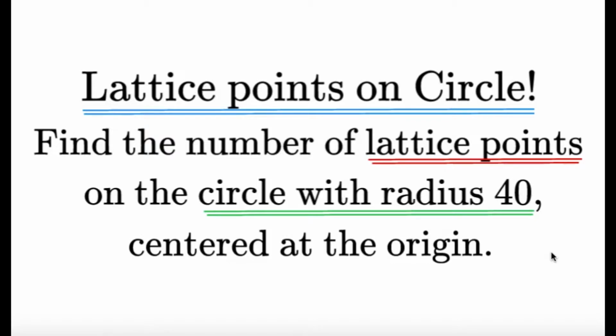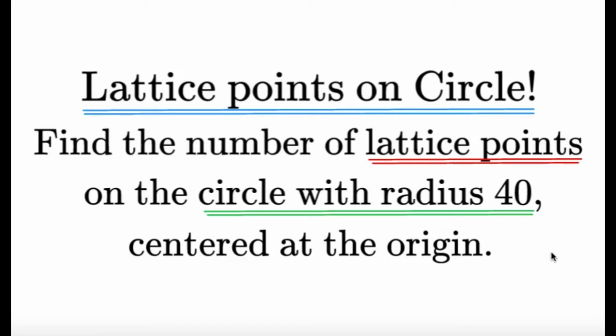Now, lattice points, if you don't know, they're just points where the x and the y coordinates are both integers. So for example, like 1, 2, since 1 and 2 are both integers, negative 3, 5, because negative 3 and 5, they're both integers. So that's pretty much what lattice points are.